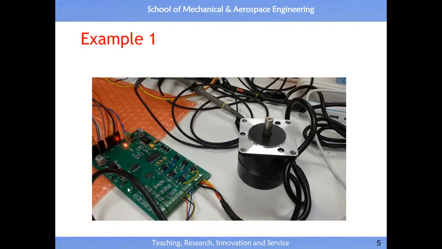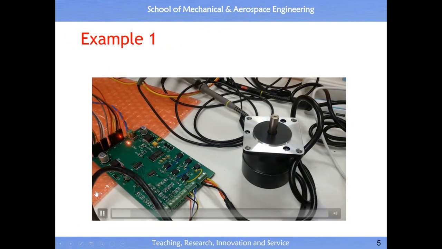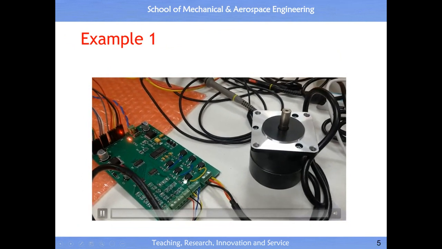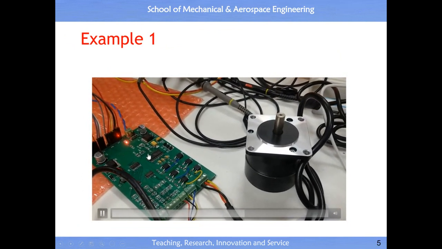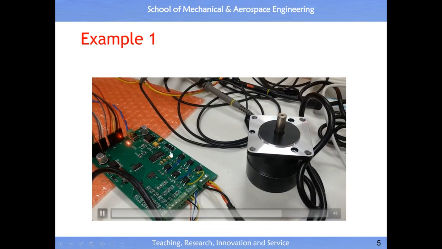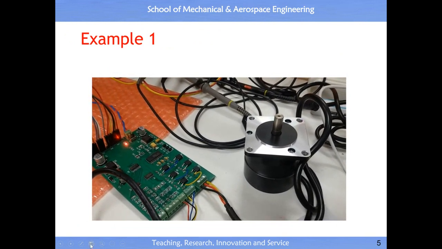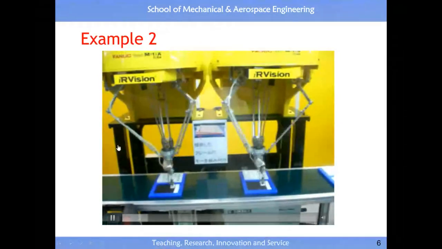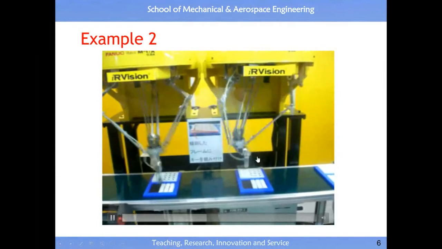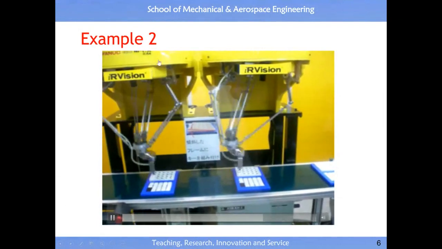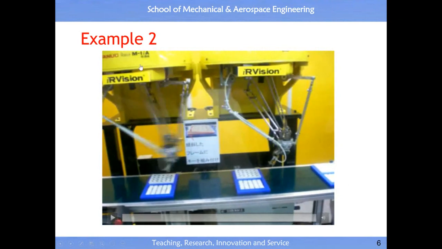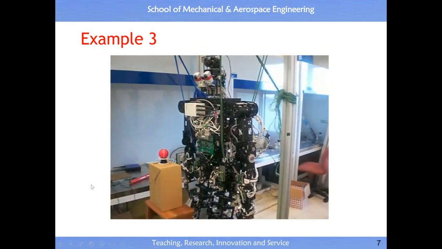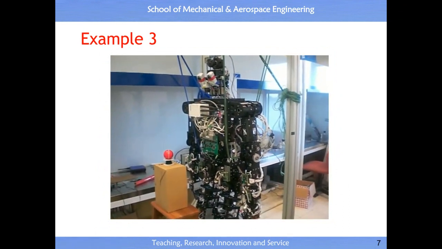And here is an example for the control. You will see this motor is driven by a driver, so then we have a microprocessor. Okay. And here's another example. Each robot will be under the control of a microprocessor. And the third example. Now I'm going to show you some demonstration.